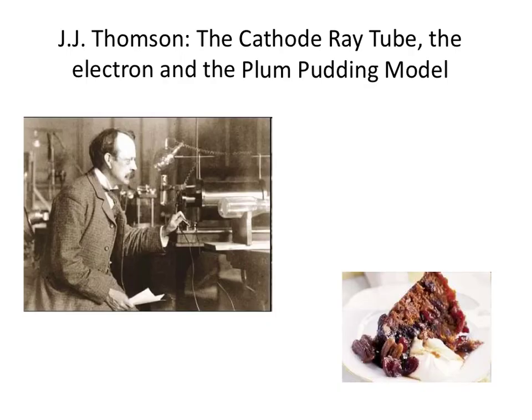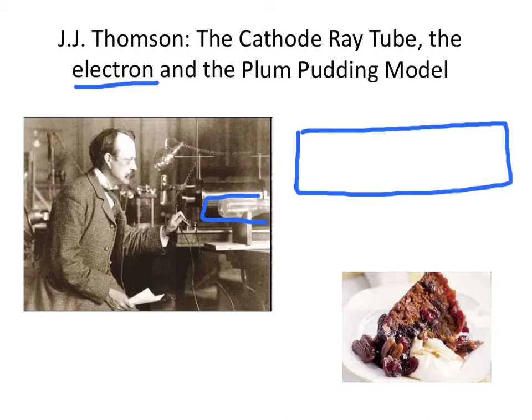In 1897, Thomson discovered one of these so-called subatomic particles, now known as the electron. He demonstrated its existence using one of these cathode ray tubes, which you can see in the picture here, which I'm going to diagram to the right. A cathode ray tube is evacuated. That means the inside of it is a vacuum, so there's no air.